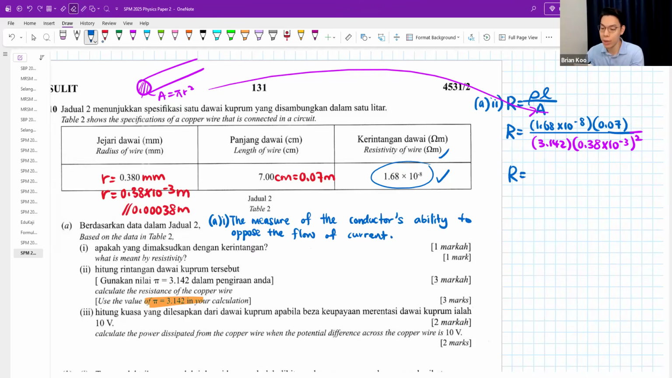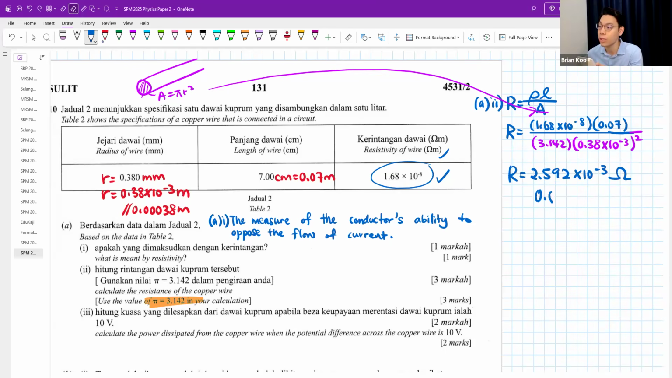So they purposely want to make this one not so straightforward. But 2 years ago, they also asked a similar question like this. But that one, they gave the area straight away. Okay, so R is equal to 2.592. If you round off to 3 decimal places, it's 2.592 times 10 to the power of negative 3 ohm.